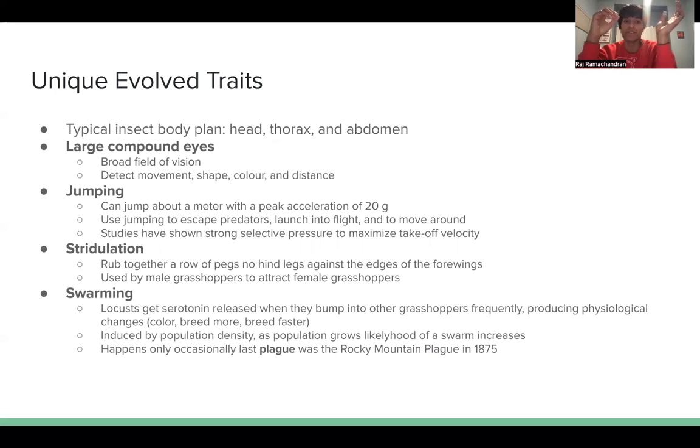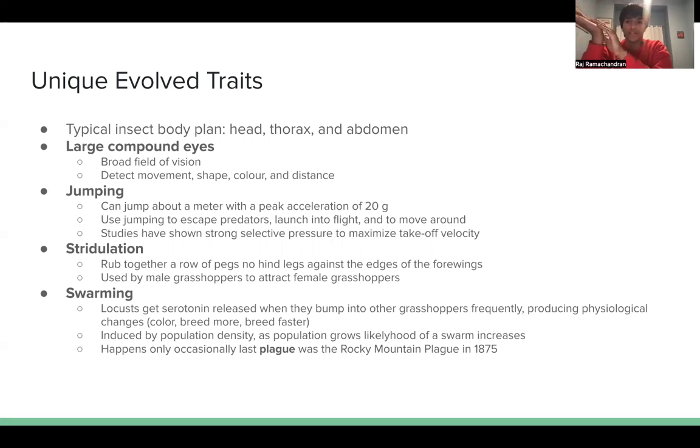They can jump super high, like I was saying earlier, and studies have shown that they have this selective pressure to maximize their takeoff velocity, which determines how high and long they can jump, which makes sense when you think about it, if that's how they're escaping prey.